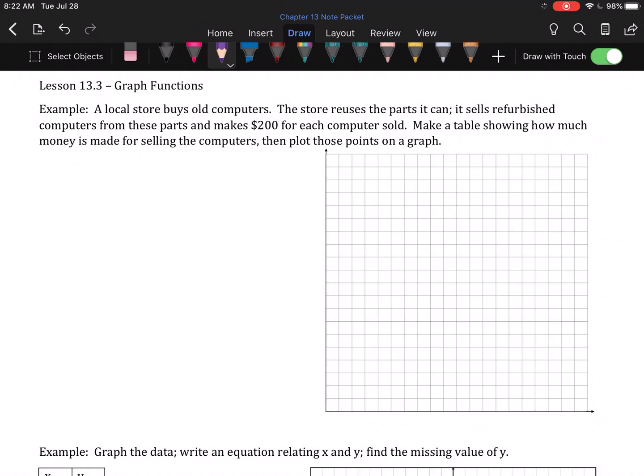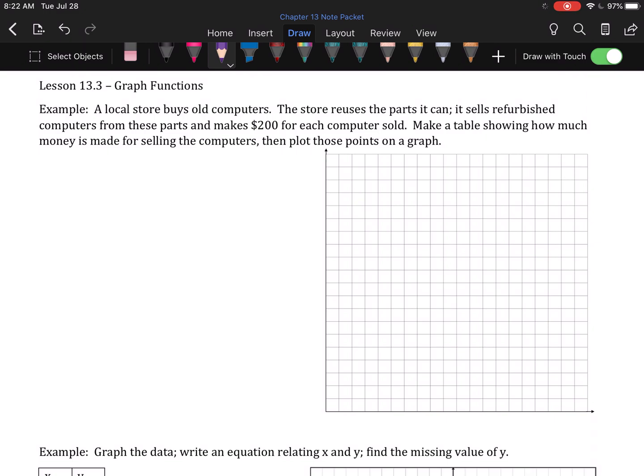In 13.3, we're going to graph some functions. So, an example. A local store buys old computers. The store reuses the parts it can, and it sells refurbished computers from those parts, and they make $200 on each computer they sell. Make a table showing how much money is made for selling computers. Then plot those points on a graph.